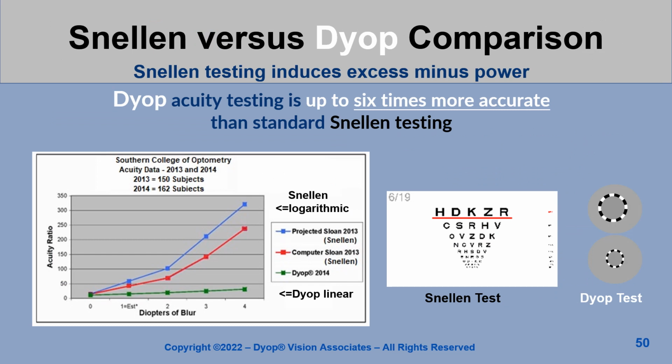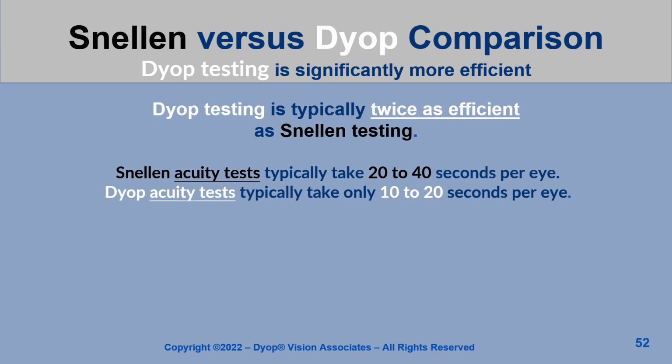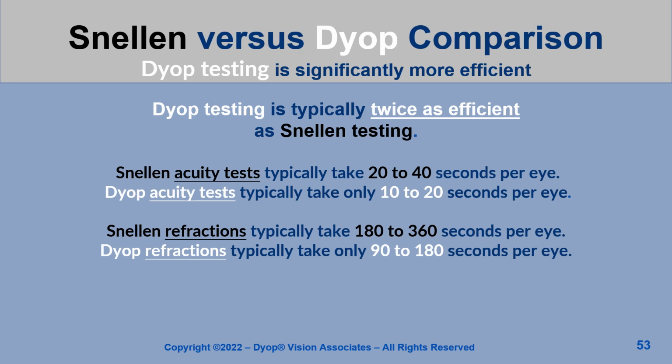As a result, Dyop acuity testing is up to 6 times more accurate than standard Snellen testing. Dyop acuity testing is up to 8 times more precise than standard Snellen testing. Dyop testing is typically twice as efficient as Snellen testing. Dyop acuity tests typically take only 10 to 20 seconds per eye. Dyop refractions typically take only 90 to 180 seconds per eye.